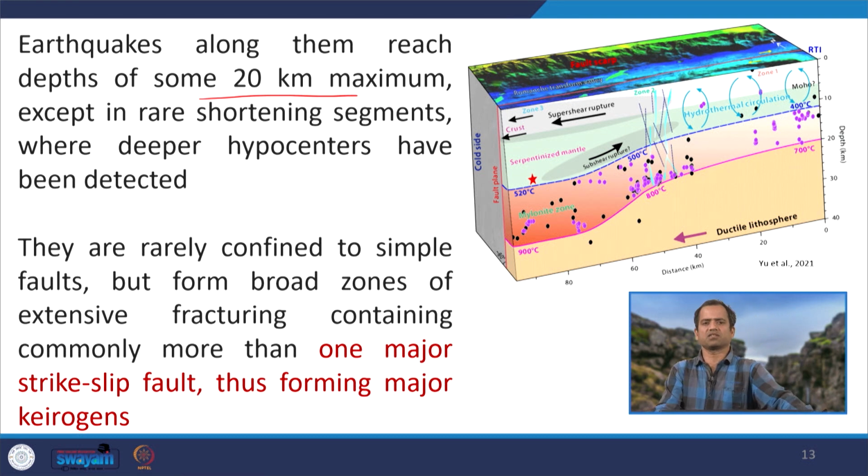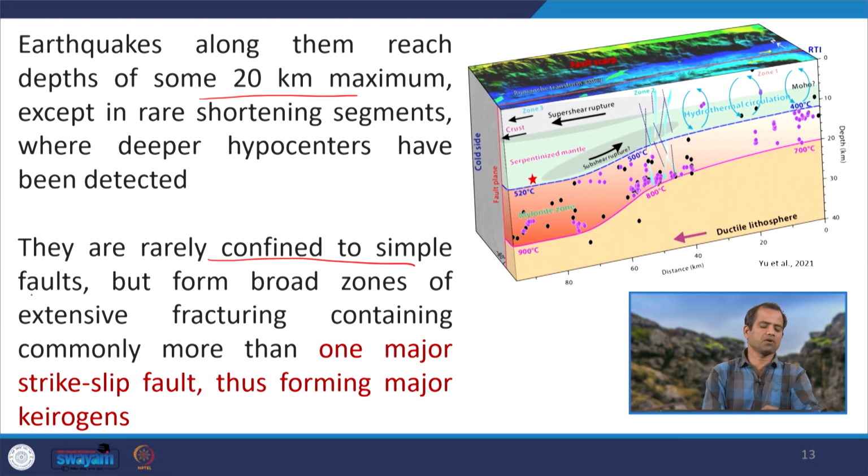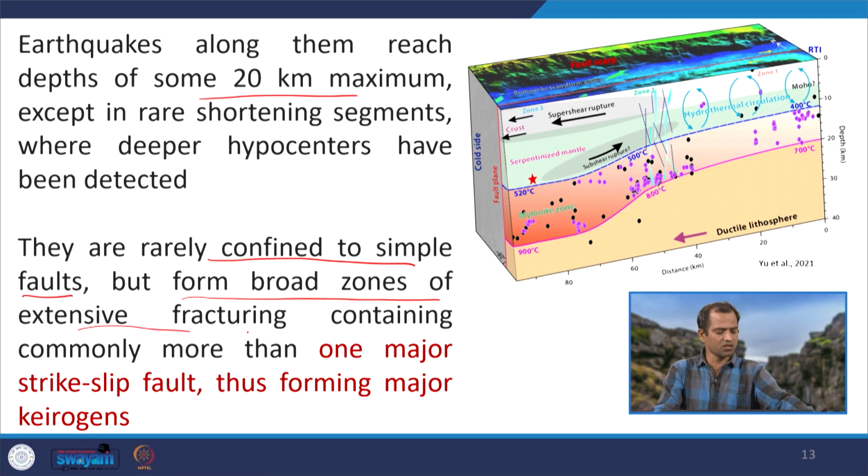However, at certain places where this deeper locking, this rigidity is there, the earthquake depth may increase to more than 20 kilometers. They are rarely confined to simple faults, but form broad zones of extensive fracturing containing commonly more than one major strike slip fault, thus forming a major corrosion.